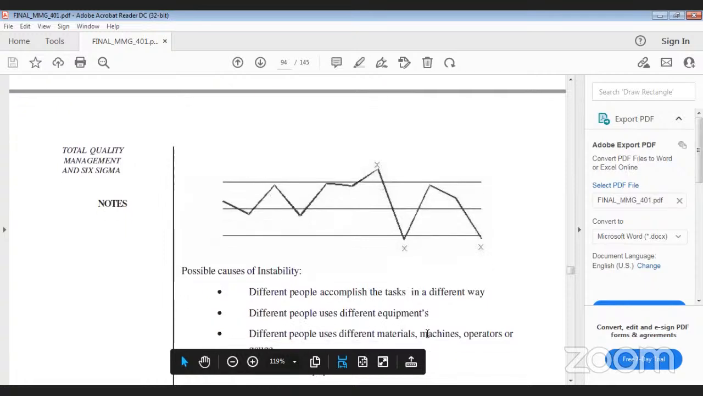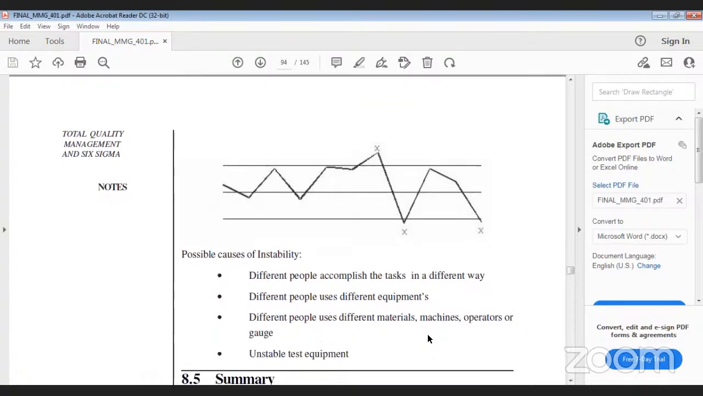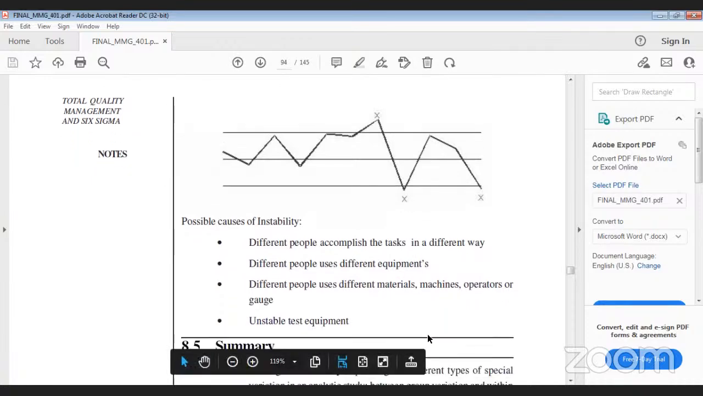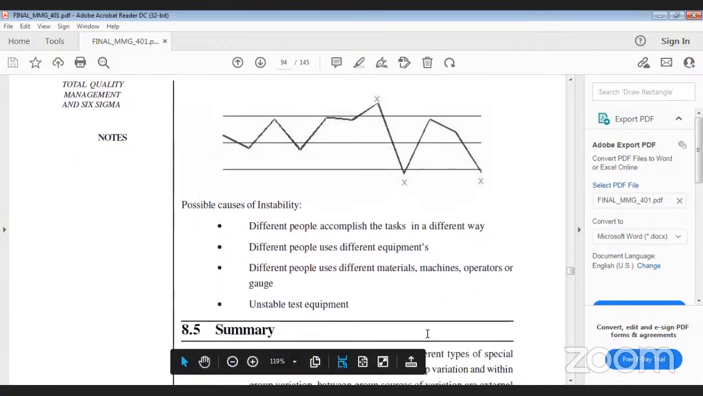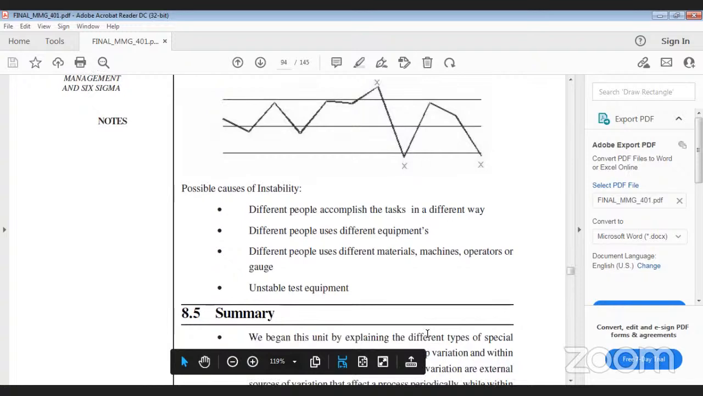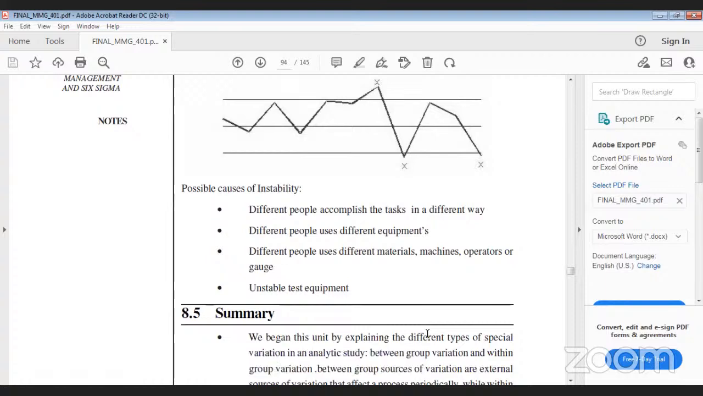These are the possible causes of the instability here, and those causes are here. Four points must be there: different people accomplish the task, then different people use different equipment, different materials, machines, and operators, and unstable test equipment. So these are the points of unit number 8 here.